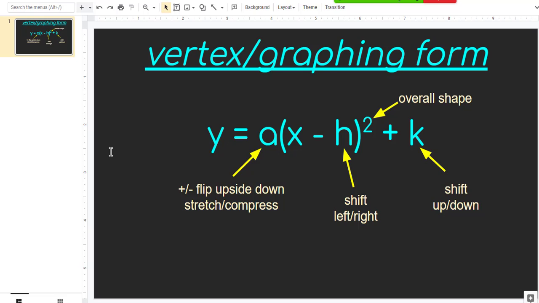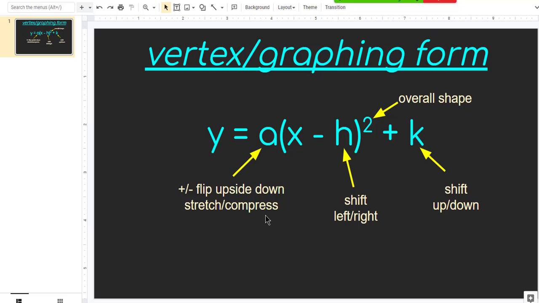right? And so through our Desmos investigation, A, whether it was positive or negative, determined how it flipped, right? For us, we were doing a quadratic, so we had that parabola, that U shape. And if A was positive, it opened upward. And if it was negative, it flipped it over the x-axis, so it turned it upside down.